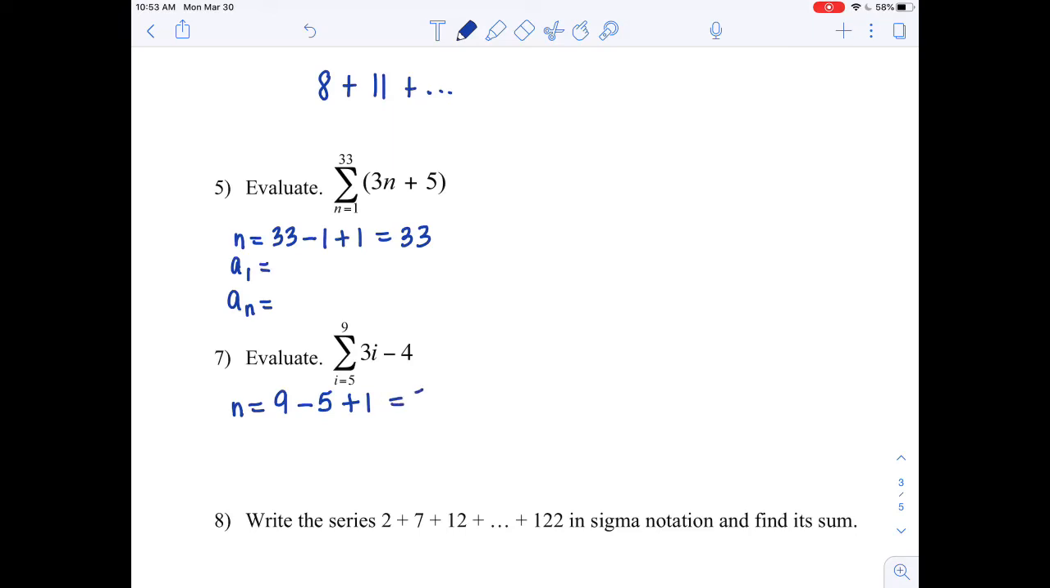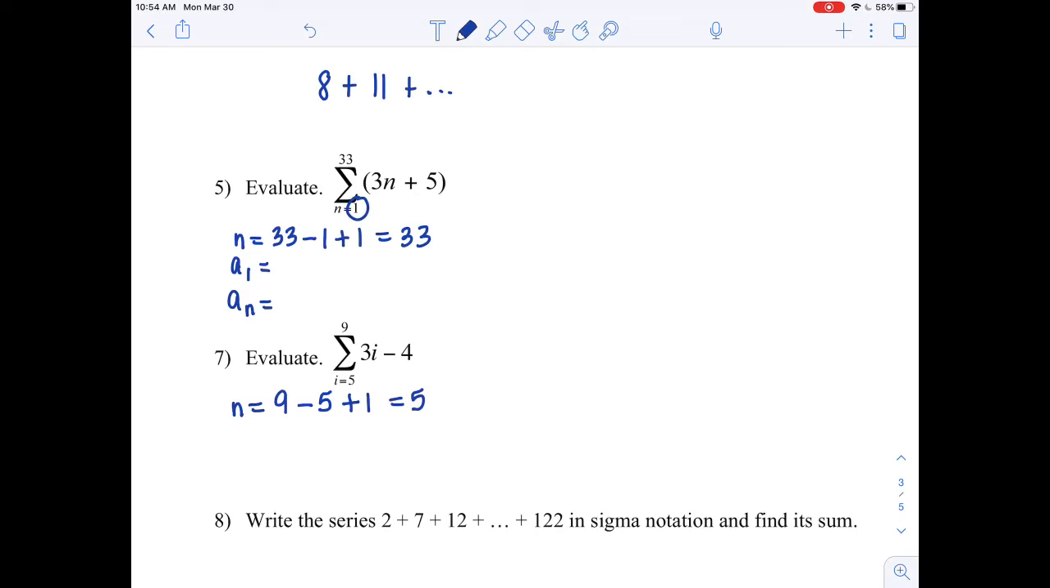But if you look at number 7, my top number minus my bottom number plus 1 works out to be 5. That's how many terms. And hopefully that makes sense because look what you're doing. You're plugging in 5, 6, 7, 8, 9. That is a total of 5 terms altogether. Okay, so back to the example we were working on. We figured out we have 33 terms.